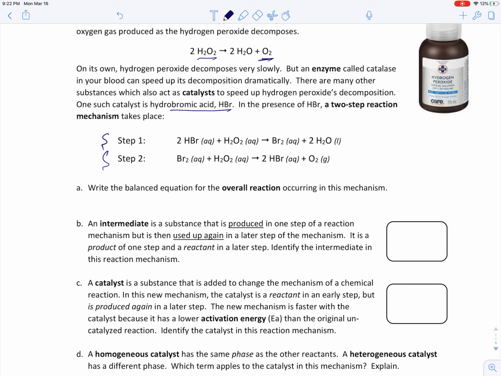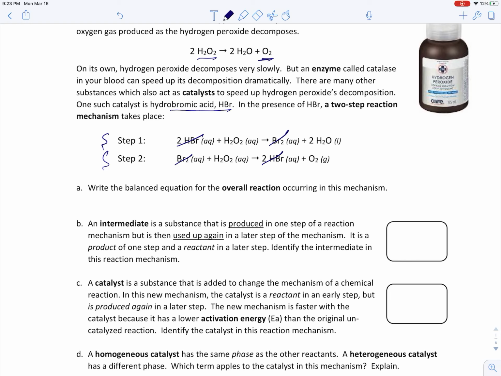For example, the HBrs are reactants in the first step, the two of them, and they're products in the second step, so we can cancel those out. Also, the bromine, Br2, is a product in the first step, but it's a reactant in the second step, so we can cross it out as well. That looks like everything that can be crossed out, and whatever's left in the reaction qualifies as the overall reaction.